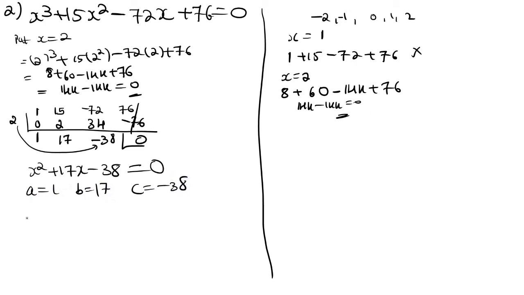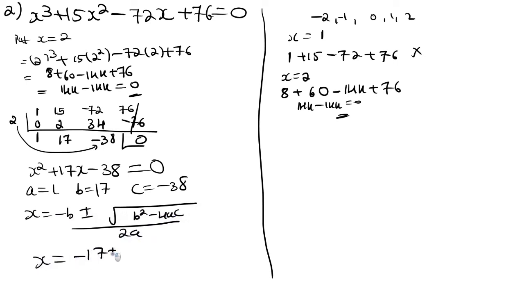What is the formula? x equal to minus b plus or minus square root of b square minus 4ac divided by 2a. x equal to minus 17 plus or minus square root of b square. 17 square, it's equal to 289, minus 4 into a value is 1, c value is equal to minus 38. Okay, divided by 2 into a value is 1.